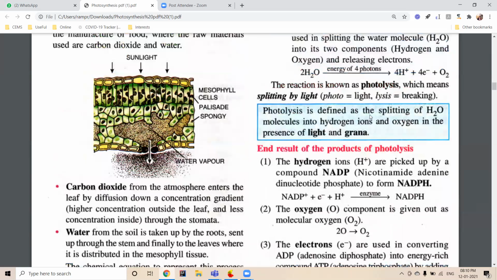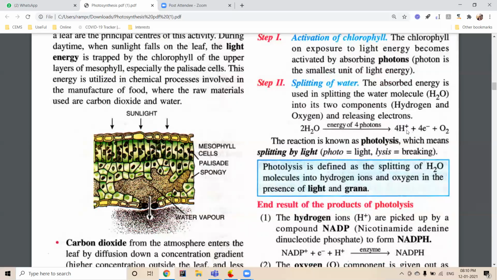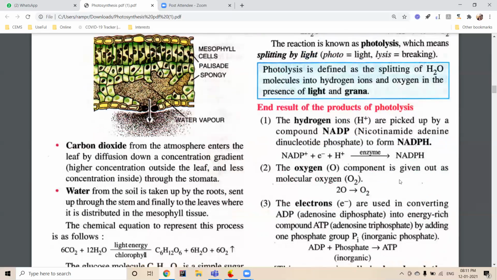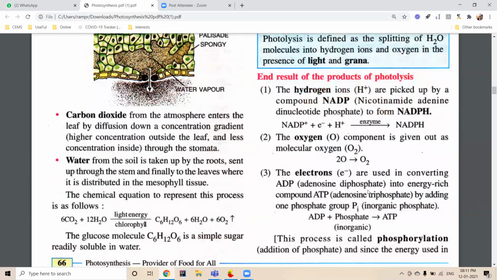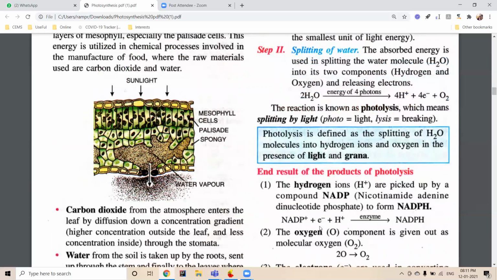Next result, we can see the oxygen here. Hydrogen is utilized by NADP, NADP reduced to NADPH. Oxygen: the oxygen component is given out as molecular oxygen. We know the end product of photosynthesis, the byproduct, is oxygen. We require oxygen. And here we can see electrons.